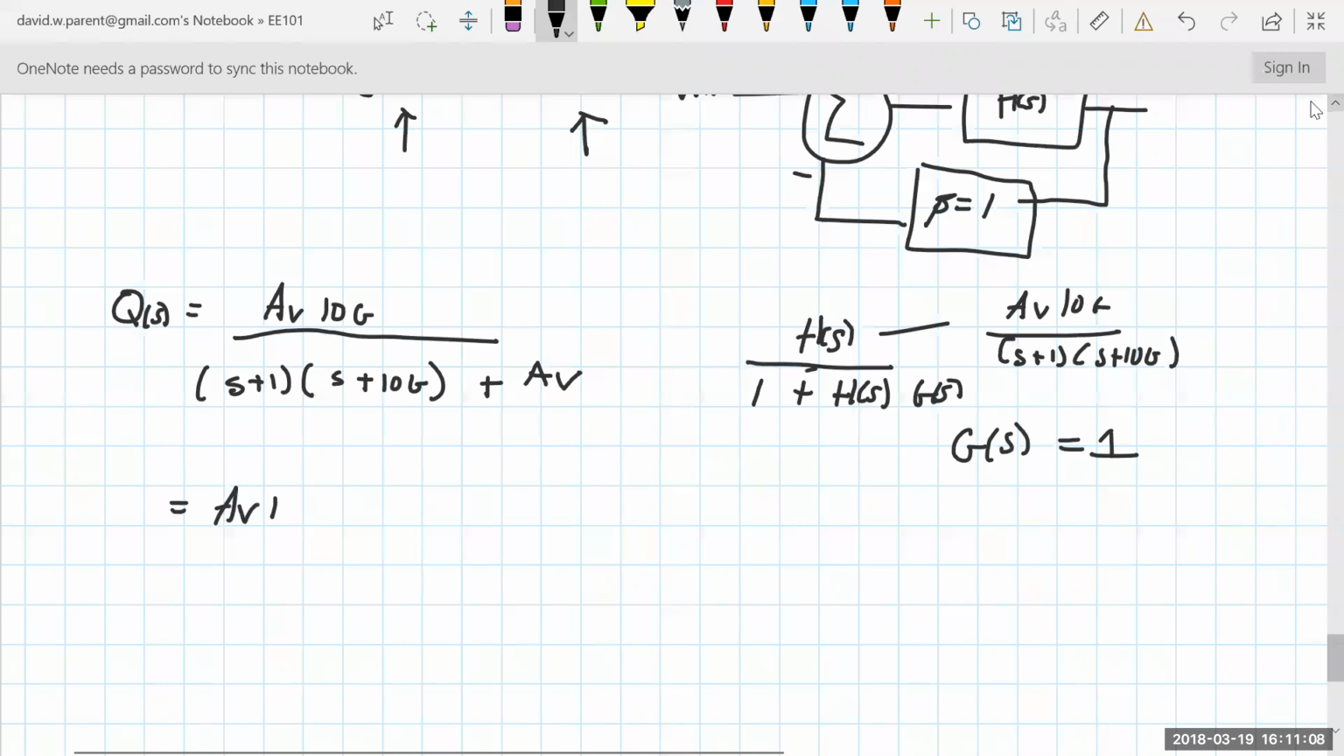Now, we don't necessarily care about the numerator, because it's really the poles that give us the action. Well, these are real, but notice it's not the whole picture. S times S, S squared. 1 times that is 10G plus AV, and then you have 10G plus 1.